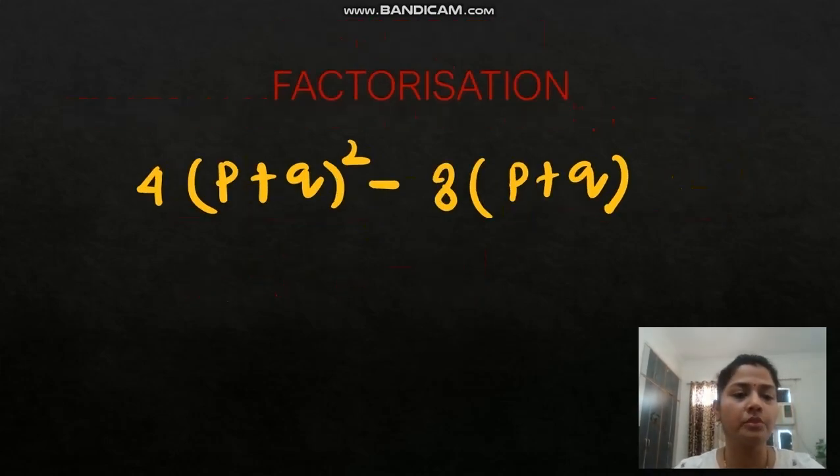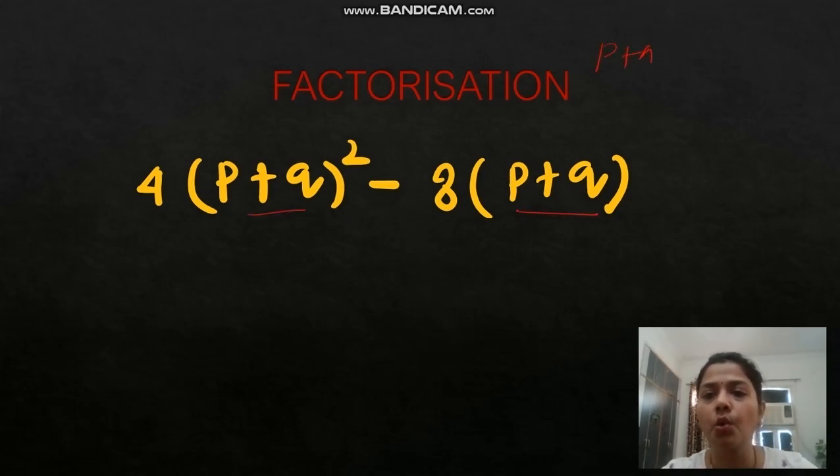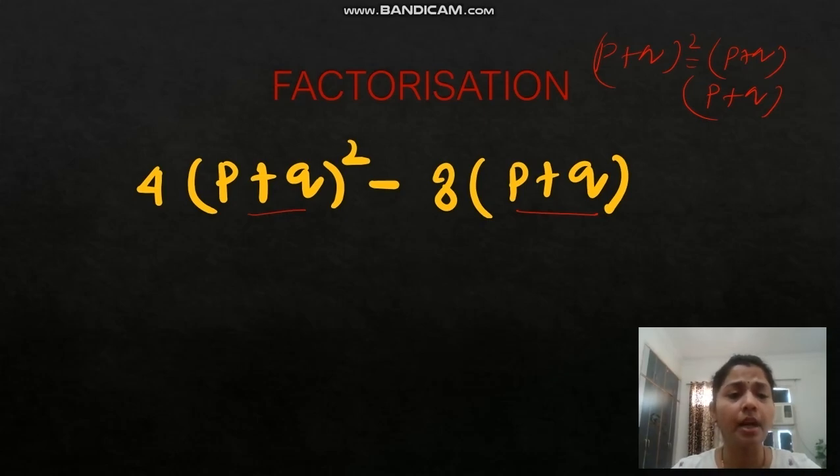I'm solving one more question for you. 4(p + q)² - 8(p + q). What you are observing is that (p + q) squared is there and (p + q) is there. This (p + q) is common, and (p + q) squared means nothing but (p + q) multiplied by (p + q), isn't it? Two times we have to write (p + q). Of course we have a formula, but now we are not using the formula here.